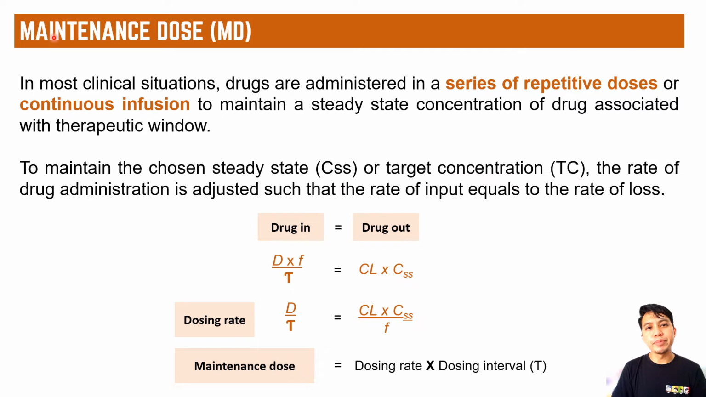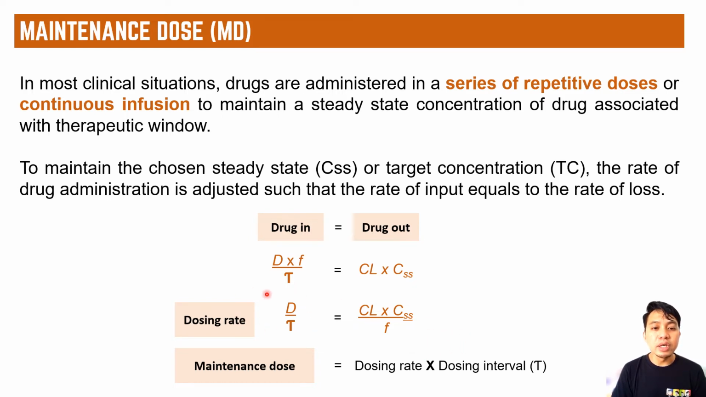The next concept that we are going to discuss is the maintenance dose. Maintenance dose is the dose required to maintain the steady state concentration. Essentially, it refers to the amount of drug that needs to be administered to compensate for the clearance of the drug from the body. Maintenance dose refers only to the drug administered, not the drug entering the circulation. Thus, we can calculate the maintenance dose using these equations by moving the bioavailability to the opposite side, so we need to divide by the bioavailability.